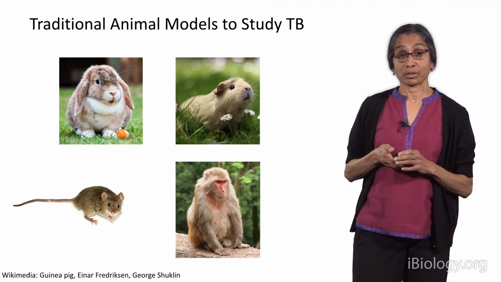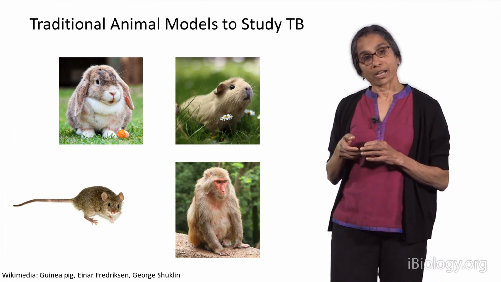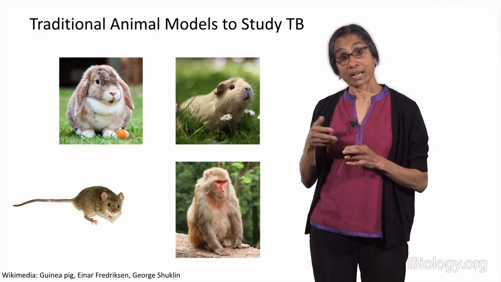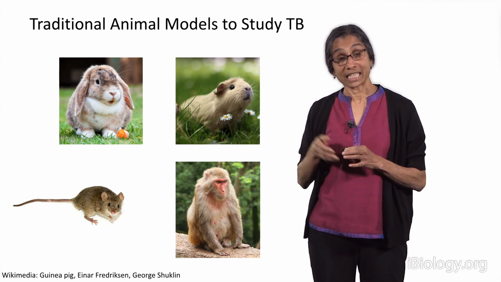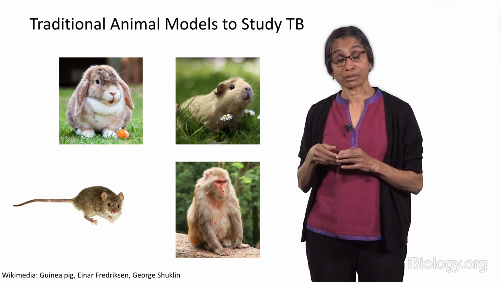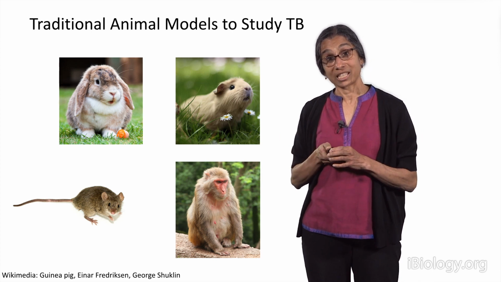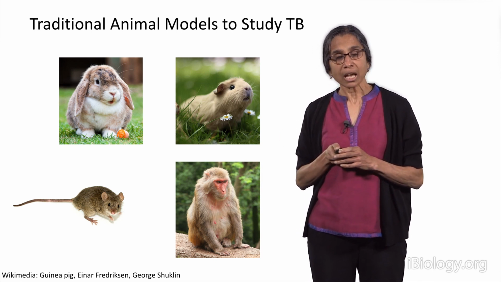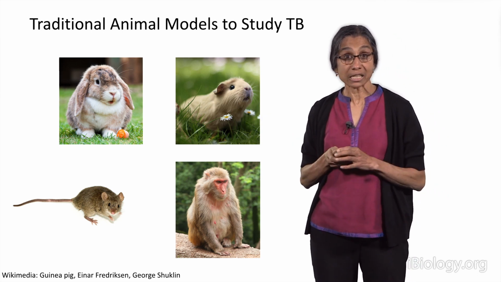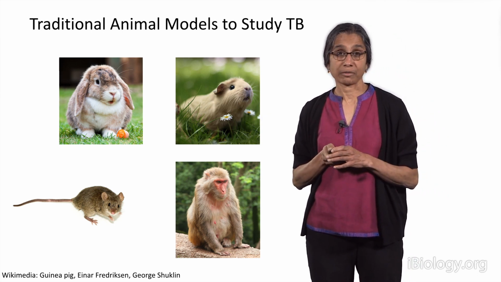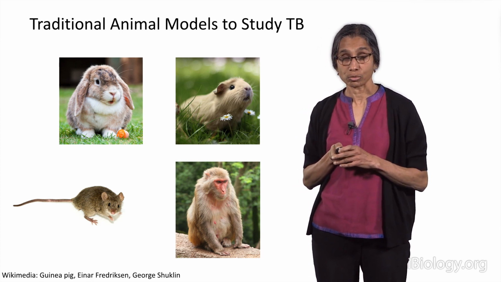There are many traditional animal models that are used to study TB. The oldest ones are the rabbit and the guinea pig, which were used by Villemin and Koch, respectively, at the time that they discovered TB. They used these animals to pass the bacterium from one animal to another to show that it was associated with TB. The most commonly used model now is the mouse, and this makes a lot of sense because mice have a wonderful array of immunological and genetic tools.